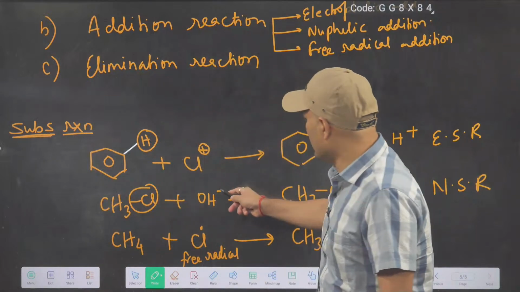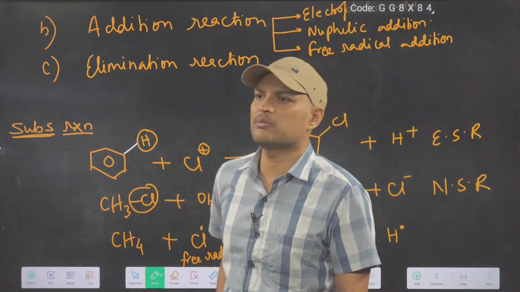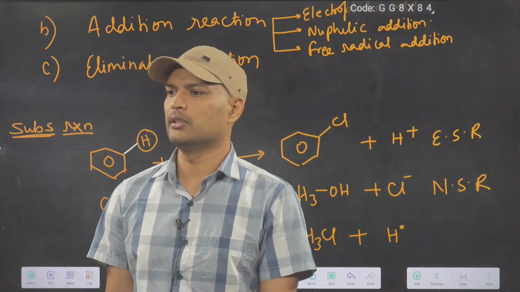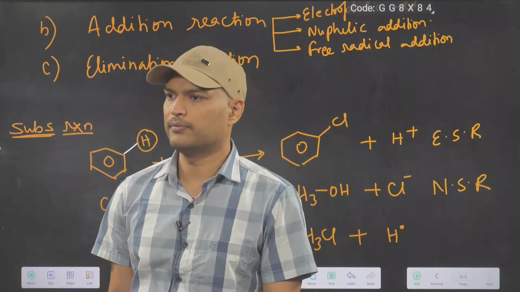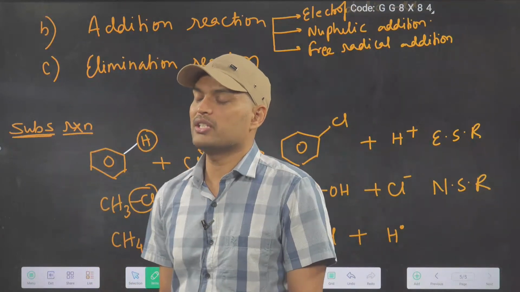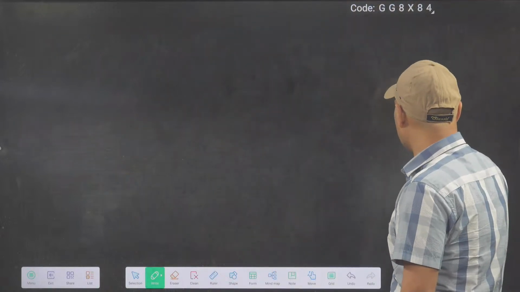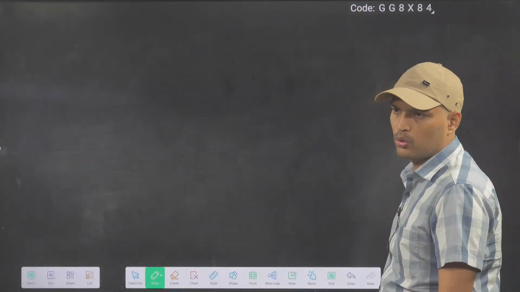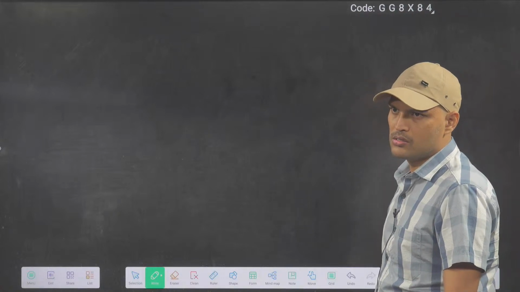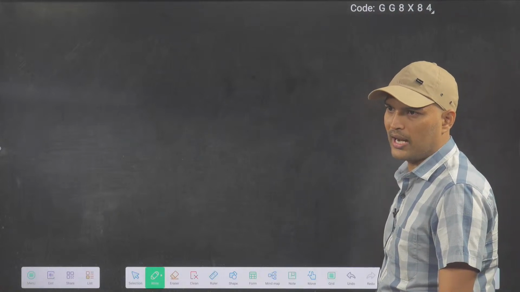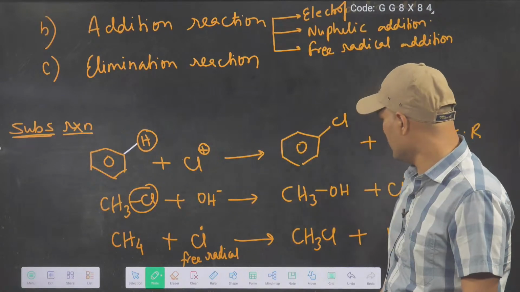We have written OH minus. Negative charge means what? Extra electron. Electron rich nucleophile. Oxygen you will have to write. We are saying that O2 is not a radical. Okay? O2 is not radical. Is it okay?